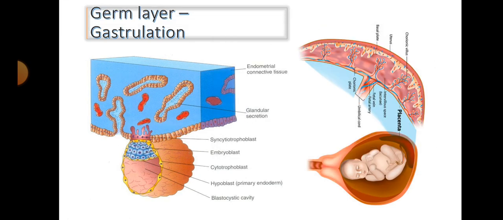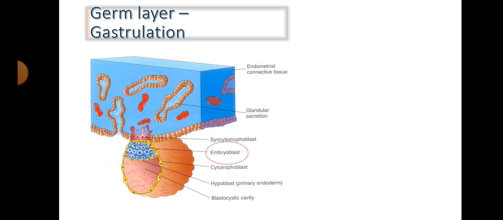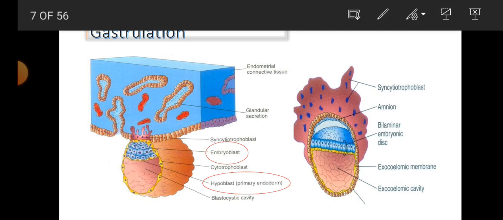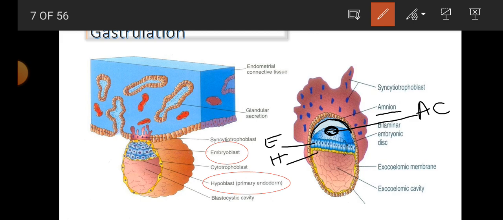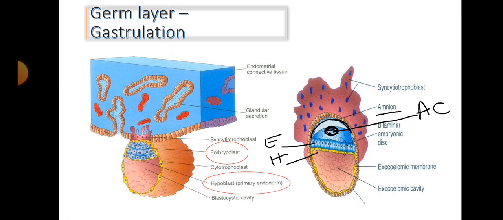Now this results in further cavitation in the embryoblast cells. You can see a cavity formed here. This cavity will be called the amniotic cavity, and the cells pushed on the top are called amnion, and the cells here will still be called embryoblast, and this the hypoblast. So bilaminar cell formation takes place: the top one is the embryoblast and the hypoblast, with two cavities.